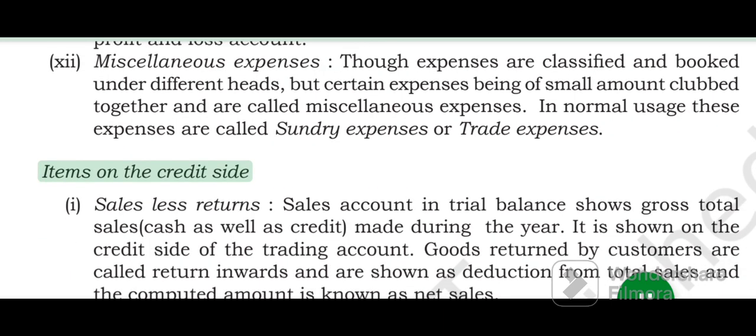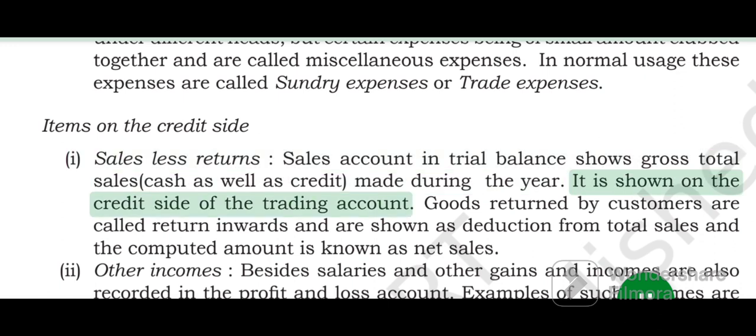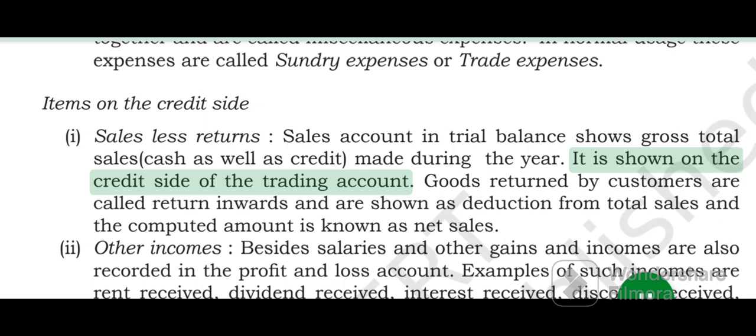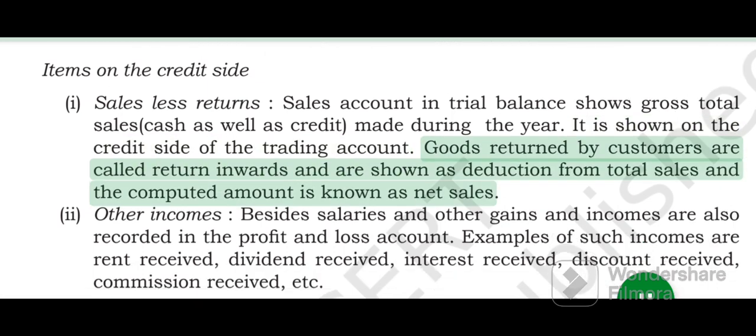Items on the credit side. I. Sales less returns. Sales account in trial balance shows gross total sales, cash as well as credit, made during the year. It is shown on the credit side of the trading account. Goods returned by customers are called return inwards and are shown as deduction from total sales and the computed amount is known as net sales.